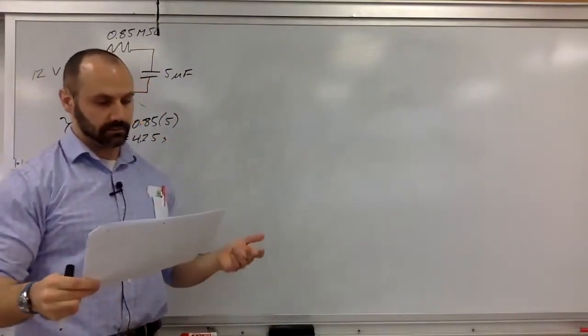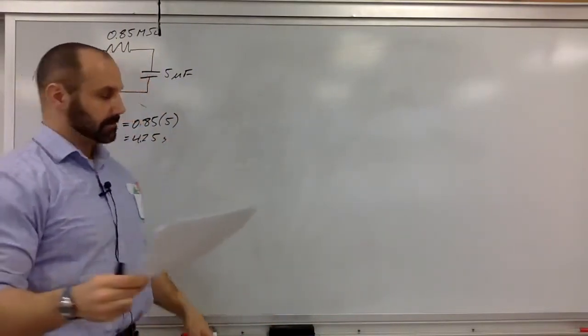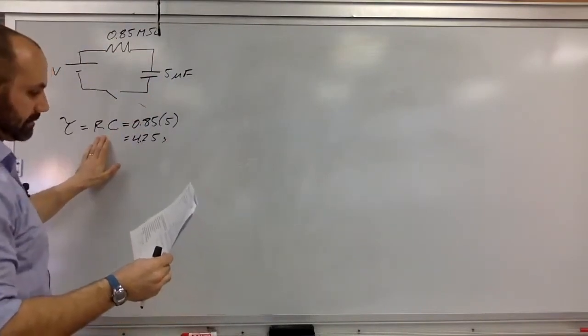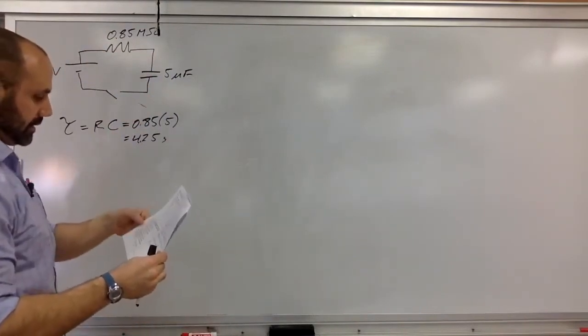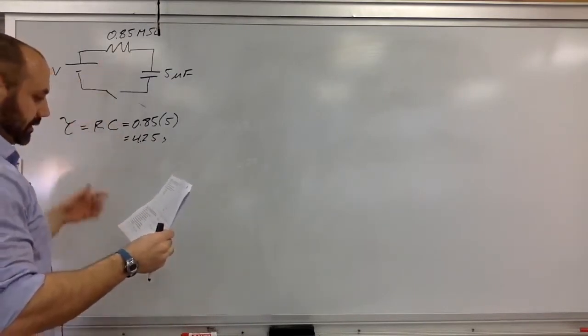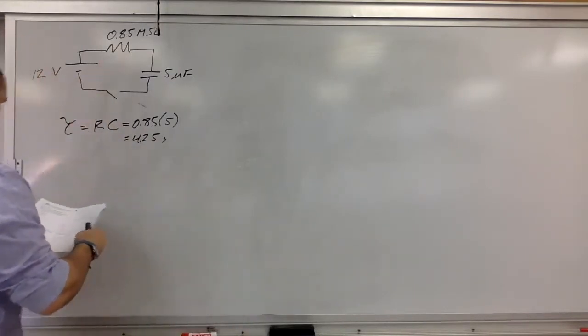Okay, and now for example 2, here's our circuit. Here's how we calculate the time constant, which is part B. The switch is now closed. So if we close the switch, calculate the maximum charge on the capacitor.